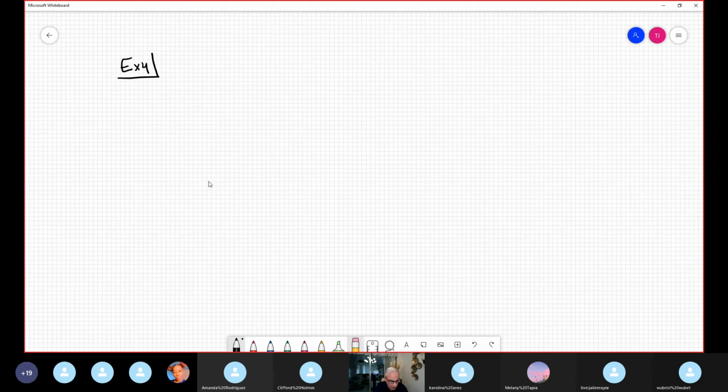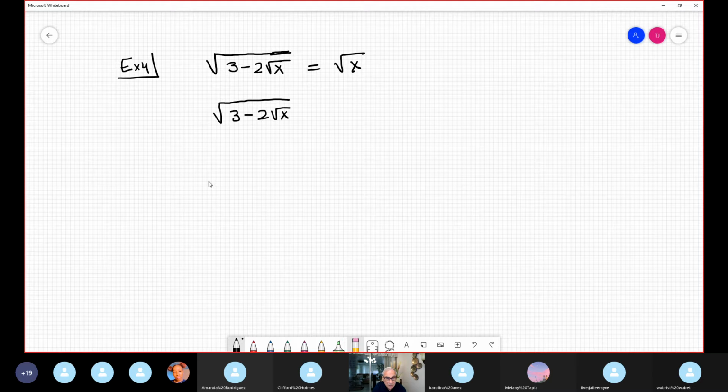In example 4, we have, let me see, in my paper, square root of 3 minus 2 radical x. Wow, it's one radical inside another radical. Is equal to square root of x. Okay, as always, I copy my equation again because I reserve my original equation until the last moment.